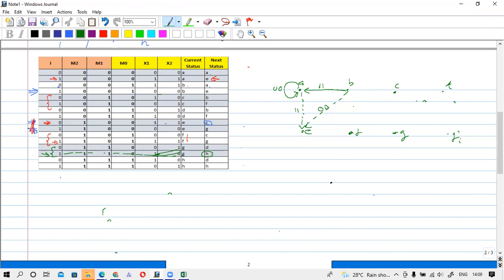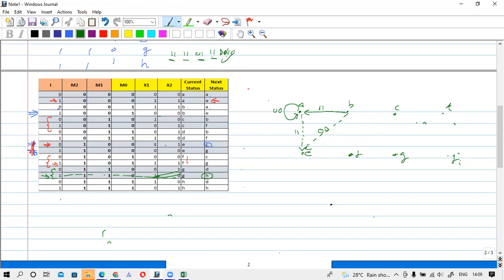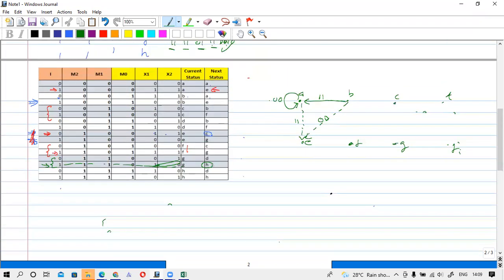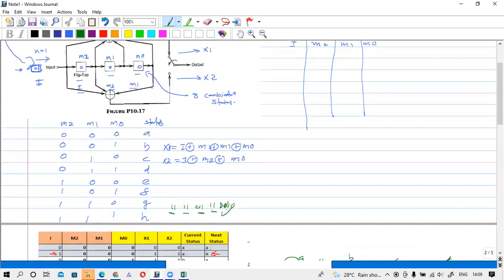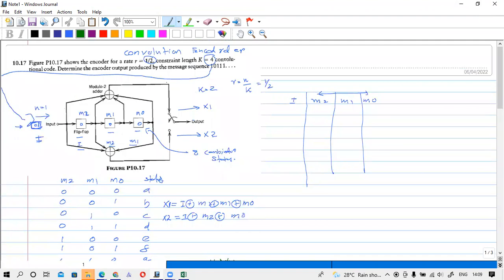Then you can just join them with the dash line if the input is 1, or with the thick line if the input is 0. That is all. I hope you get it. Those are the things we have to do. Actually, we have to find the input and output. So we have done it.